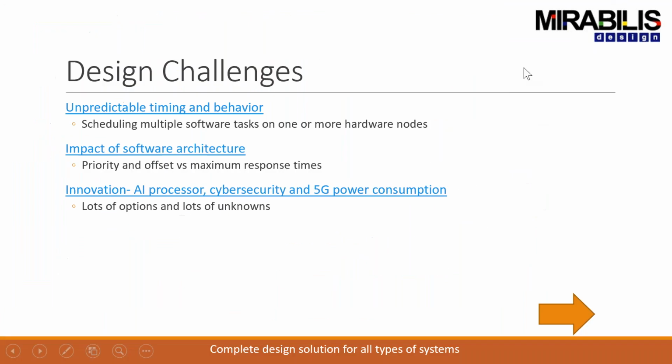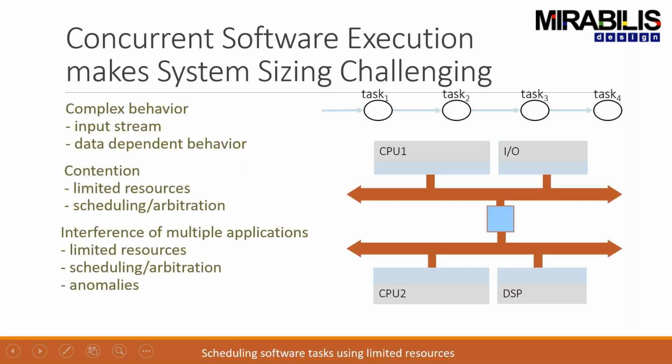But now what I'm going to talk about is a little bit to focus on the design challenges that really require a tool like VisualSim, or doing architecture simulation. First and foremost is unpredictable timing and behavior, or even scheduling. What that means is, let's take a simple example where we've got 2 processors, could be cores, a DSP, and I/O, and you have a task. You see, you have 2 bridges and 2 buses between them.